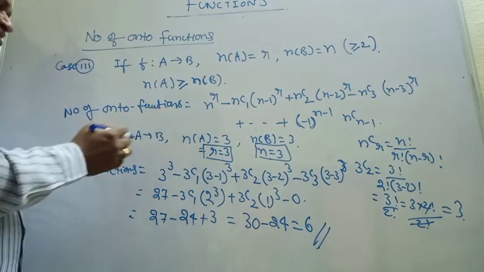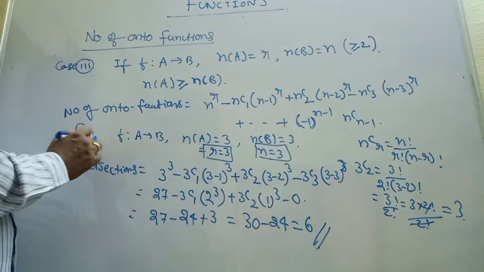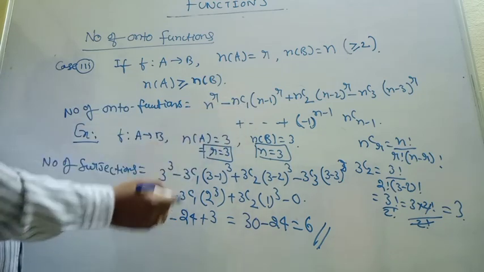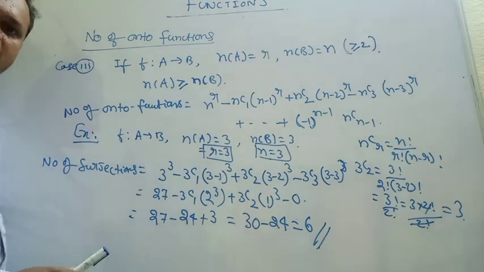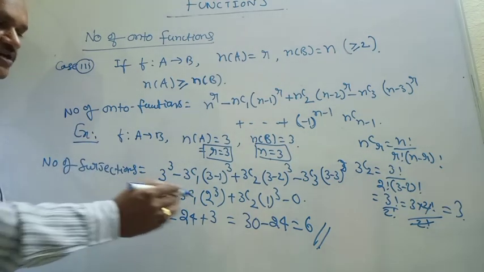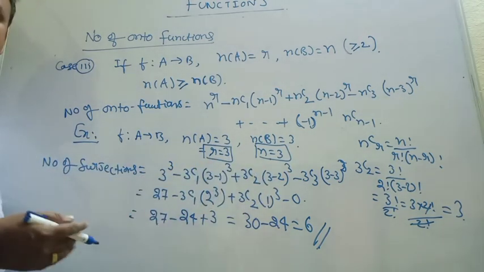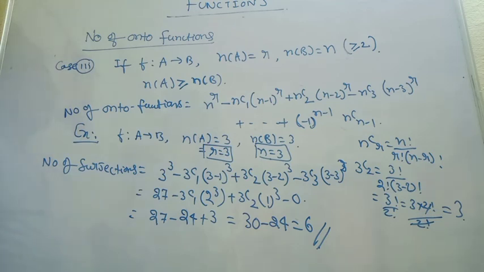One example problem we have taken here, n(A) equal to 3, n(B) equal to 3. Then the number of onto functions we have got by this formula is 30 minus 24, that is 6 functions overall. Like this, my dear students, you please prepare well for the exam.